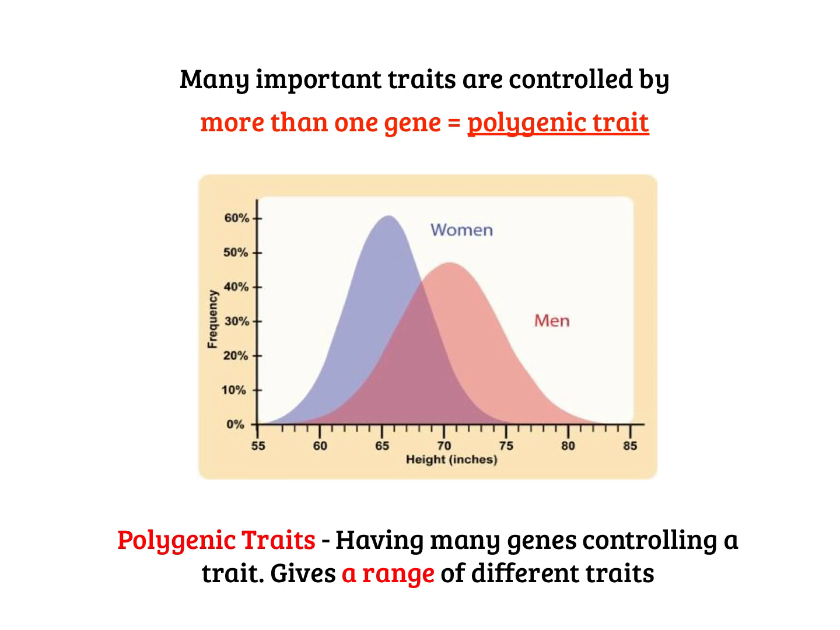Another example of polygenic traits is height. We don't have just your 5 foot, 5'5", or 6 foot. There's a range of heights all in between there. So this is considered a polygenic trait because it is more than one gene controlling how tall you are.